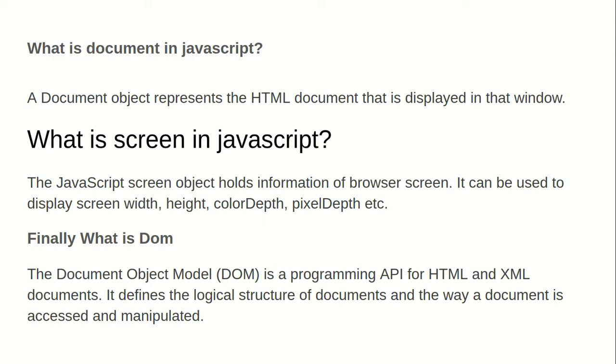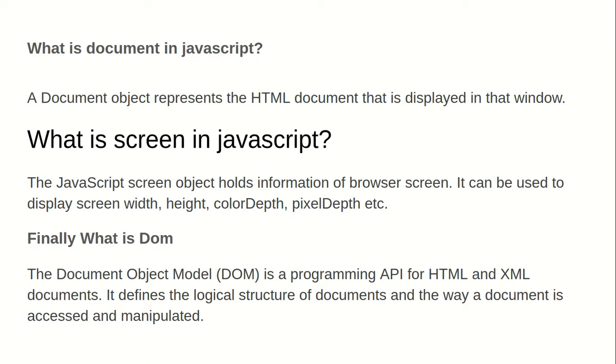Now the document in JavaScript represents the HTML document that is displayed in your window, right? When you open your window, it has some HTML content, so that is called the document.